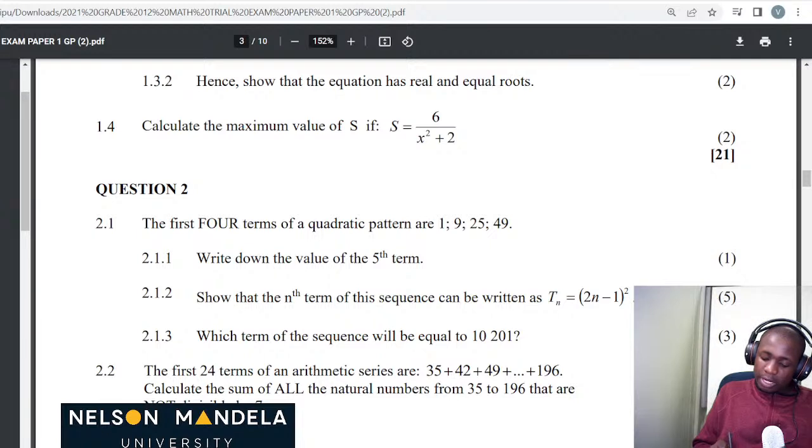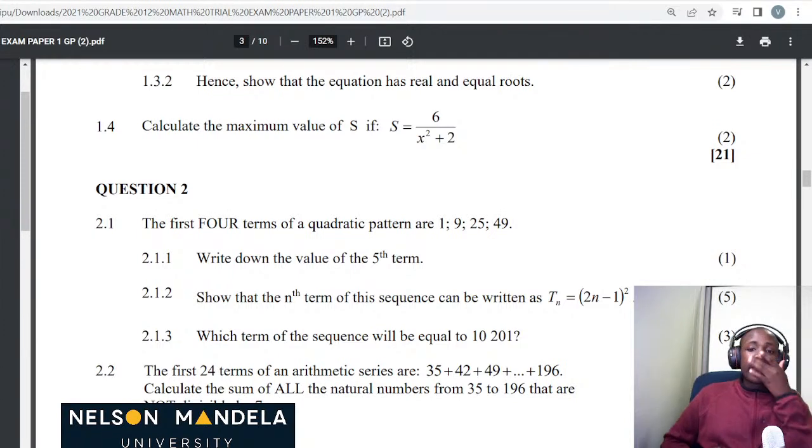So earlier, we still remember when we started, we said that number patterns have approximately 25 marks. Yes, 25 marks. Now let's see how you get that 25 marks.